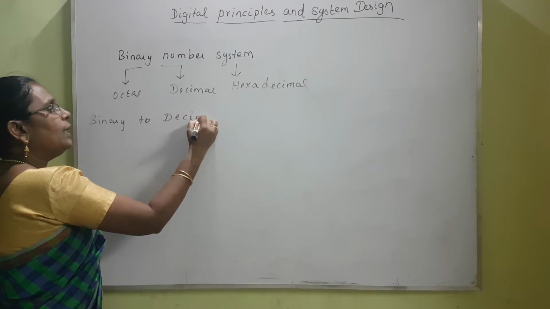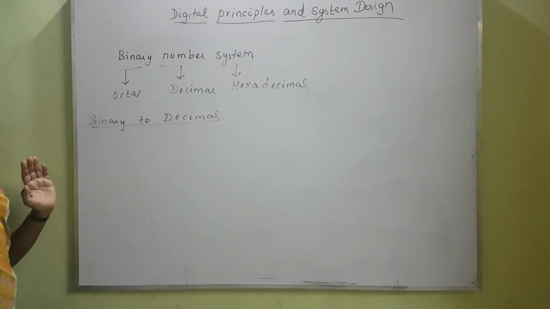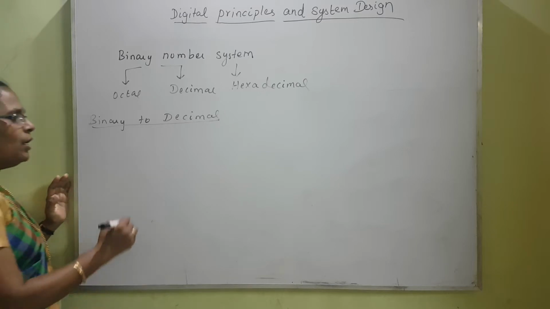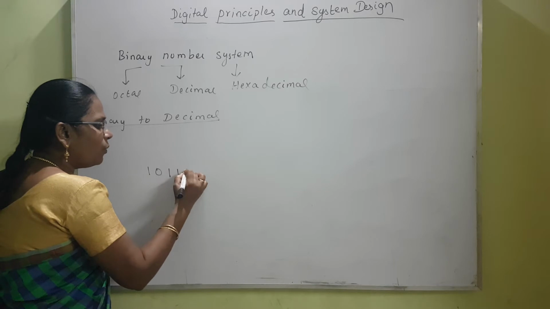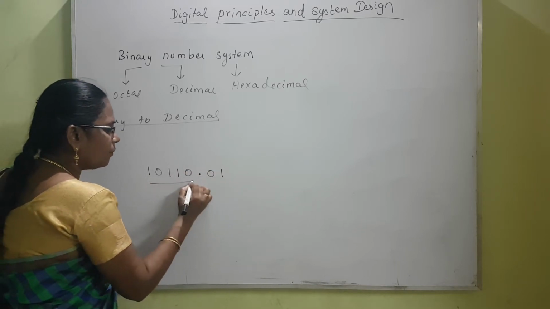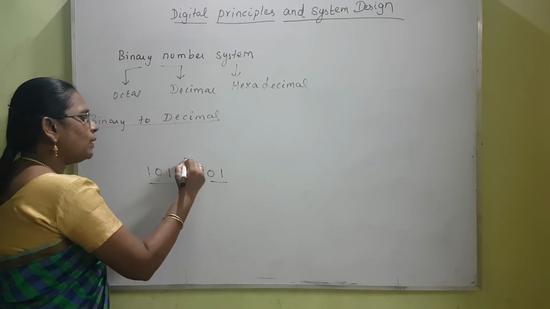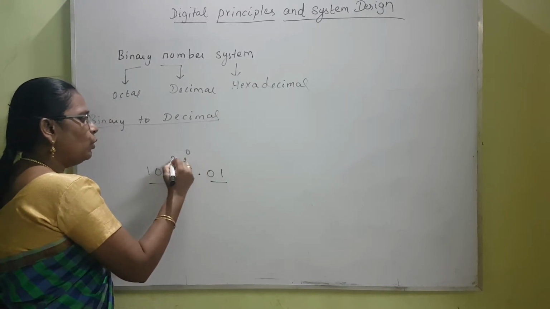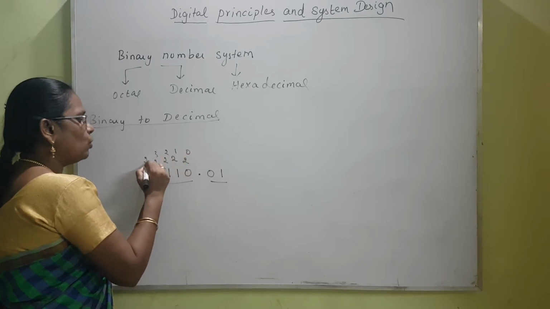Now, always when you are converting from binary or other number systems to decimal number system, you have to take the place value. Now let us give a binary number, 10110.01. So first we have to take the mantissa part, then we will be taking the decimal part. Now this one has a value 2 to the power 0, 2 to the power 1, 2 to the power 2, 2 to the power 3 and 2 to the power 4.